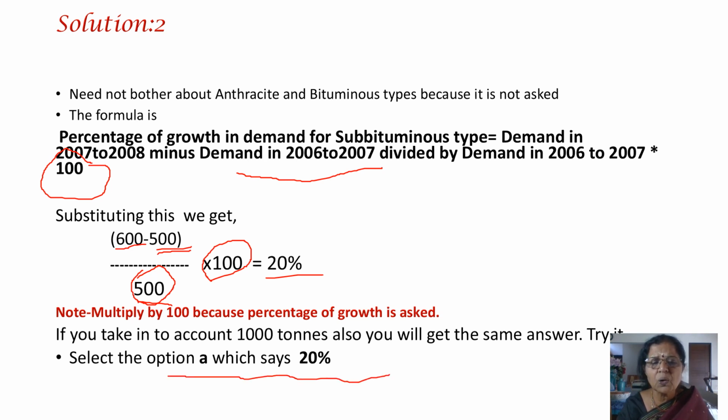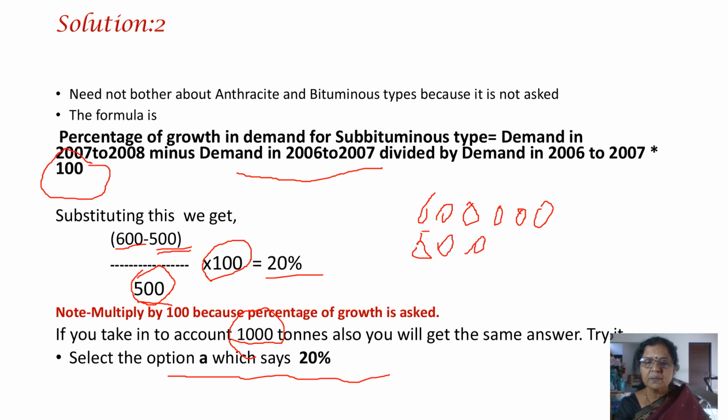And if you take into account this 1000, each figure is 1000 tons, you can do this. So 600 means 600 into 1000, add 3 zeros, and this also will become 500 into 1000, you get 3 zeros more. So minus this, you will get 100. 100 is 100. Then again, how many zeros? 3 zeros.